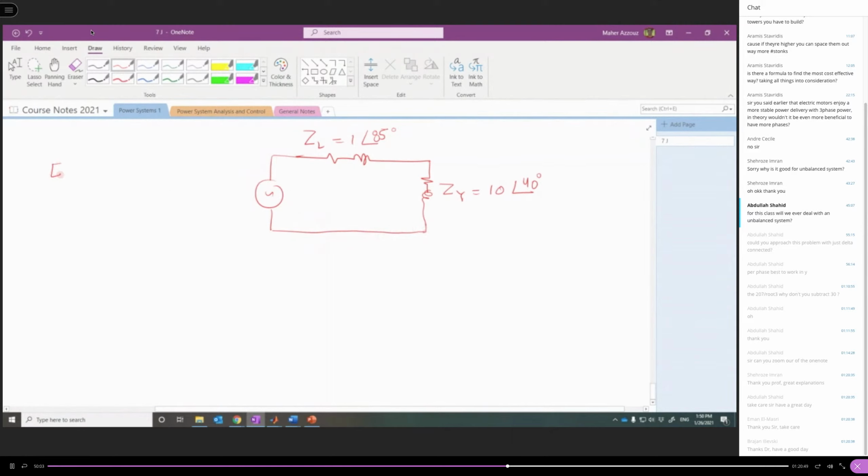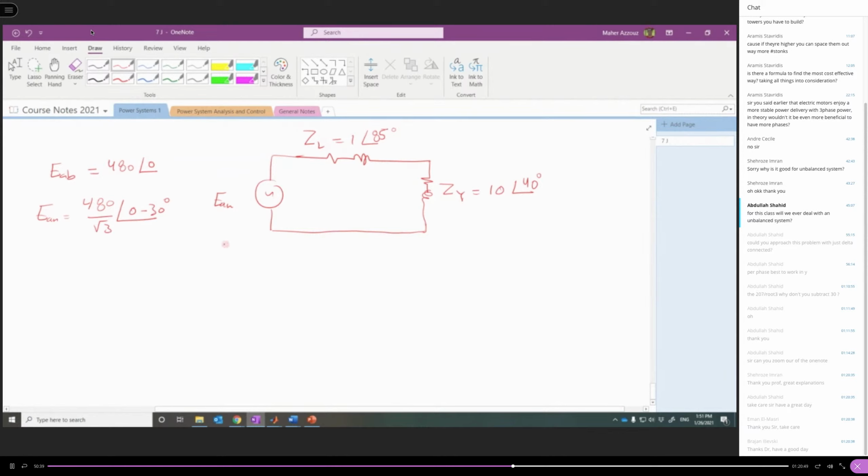So we have EAB, which is given as 480 volts with angle 0. So we want to get EAN. EAN has a lower magnitude, so 480 divided by √3, and should be shifted backward by 30 degrees. So this should be 0 minus 30 degrees. And this is due to the phasor diagram which I explained before.